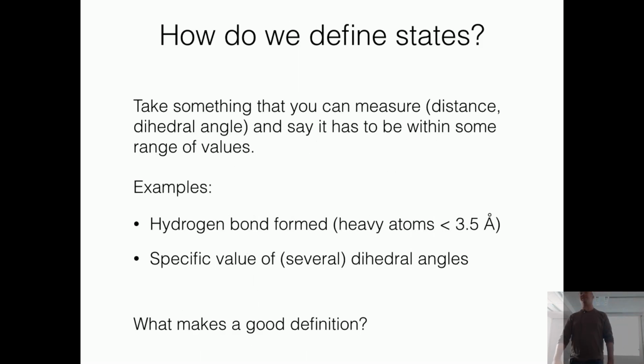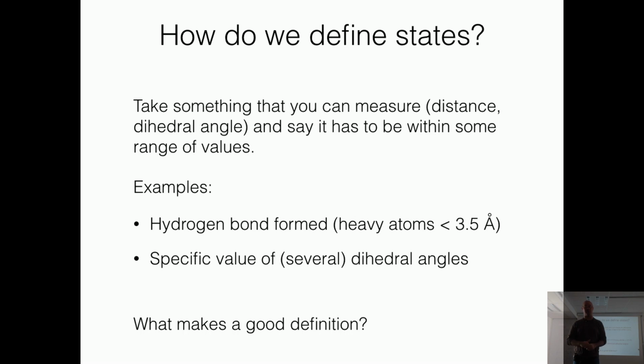How do you define a state? Well, you're going to define it based on some geometric criterion. So this is something based on whether a specific frame of your trajectory is in the state or not. You could use distances, you could use dihedral angles, you could use the number of atoms in a cluster within some clustering distance.